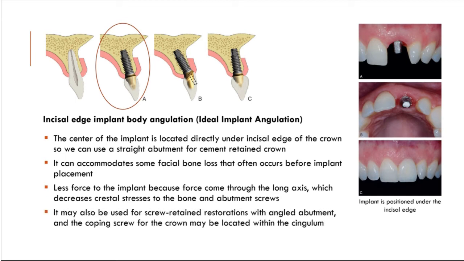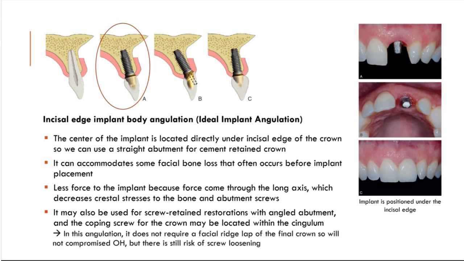It may also be used for screw retained restorations with angled abutment, and the coping screws for the crown may be located within the cingulum. In these angulations, it does not require a facial ridge lap of the final crown, so it will not compromise the oral hygiene, but there is still risk of screw loosening.